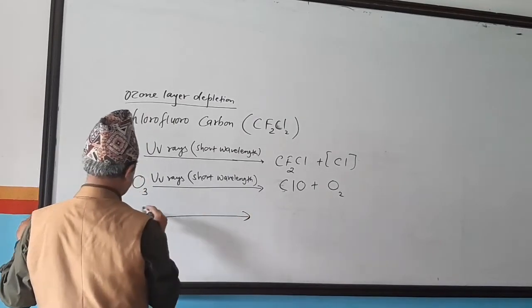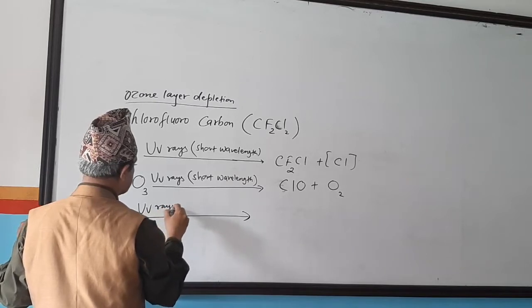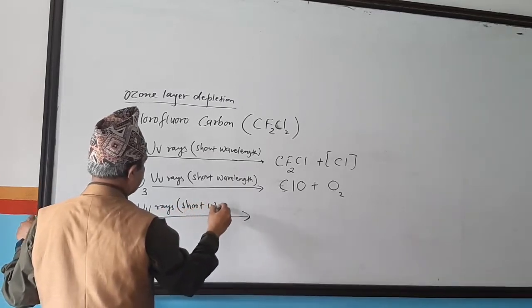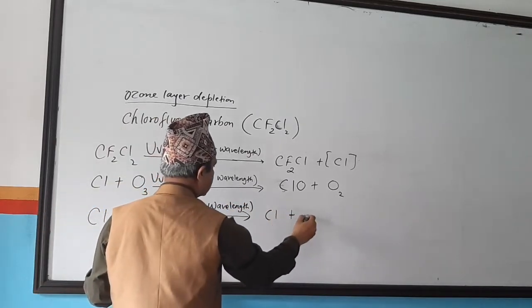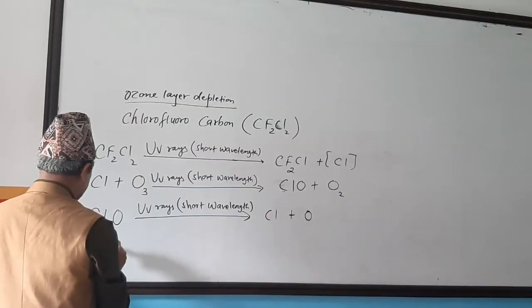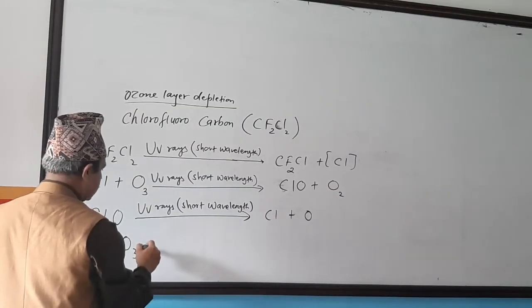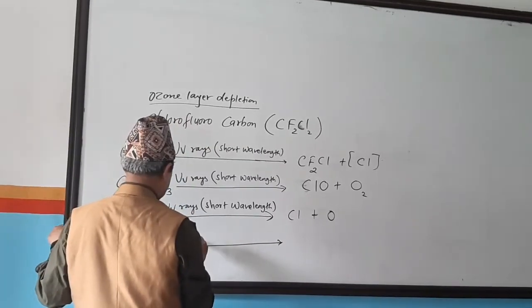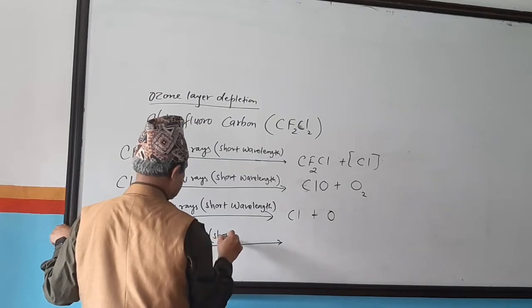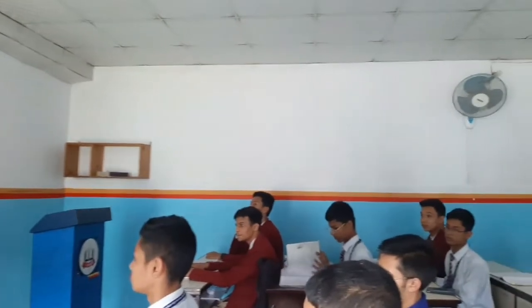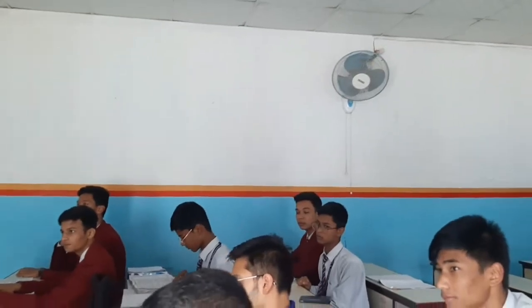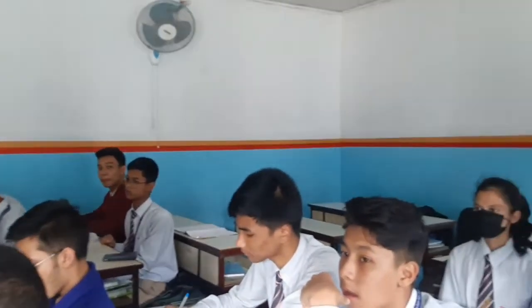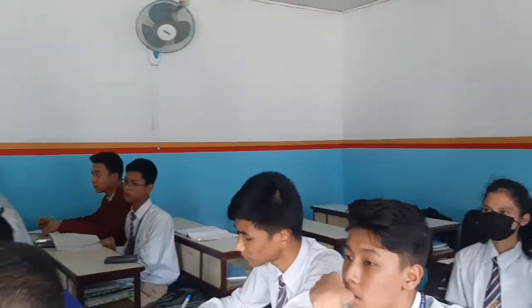There is ClO. It breaks down in presence of UV rays of short wavelength. Then it forms Cl plus O. This O again reacts with O3, ozone, in presence of UV rays of short wavelength, forming O2 plus O2. So this is the chemical reaction which takes place when chlorofluorocarbon depletes the ozone layer. What happens?